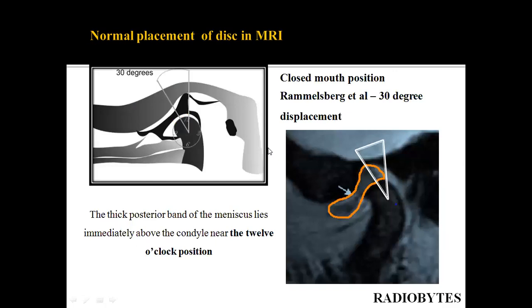So moving on to the normal placement of the disc in an MRI. Most of the clinical cases we encounter in case of temporomandibular joint disorder are anterior disc displacement of the temporomandibular joint. So in that case, we will be advising an MRI, and we will be evaluating the placement of the disc in a TMJ MRI. So now we are going to see the normal placement of the disc in an MRI.